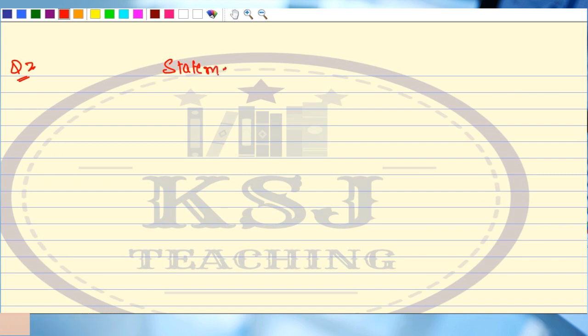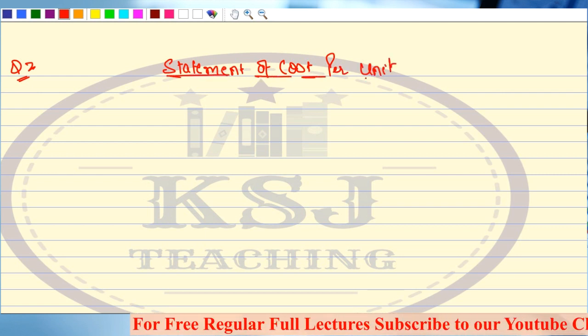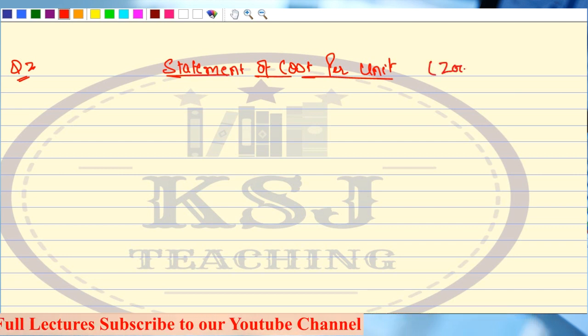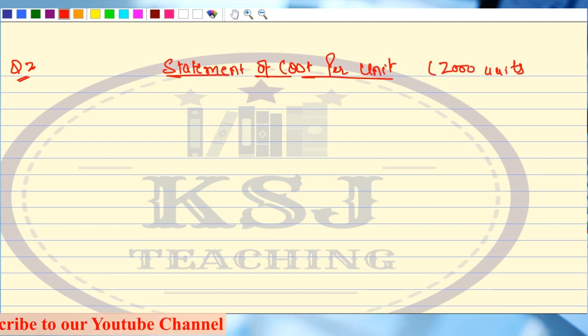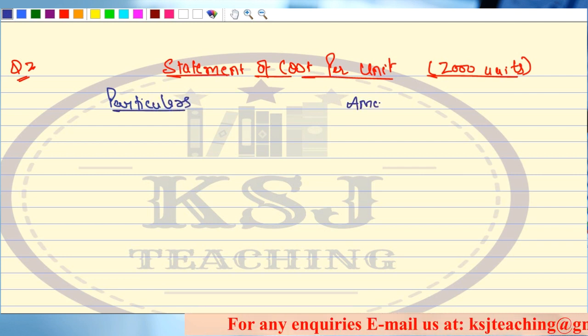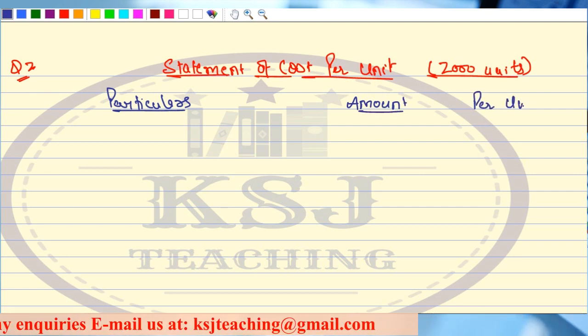Statement of cost per unit for 2000 units. How many units? 2000 units. Right, sir. So we are going to write particulars. Then we have amount, that is the total cost, and per unit, cost per unit.